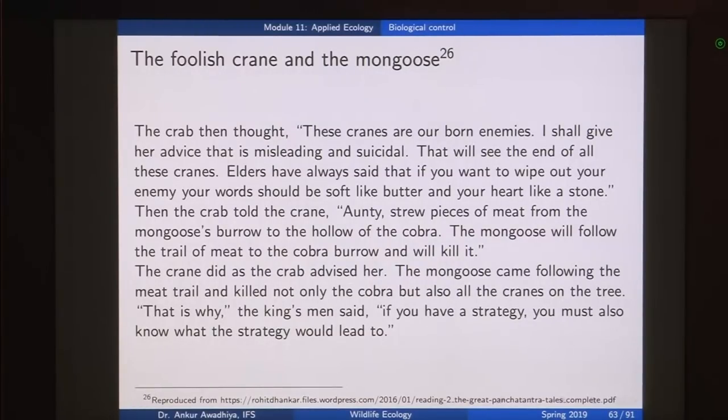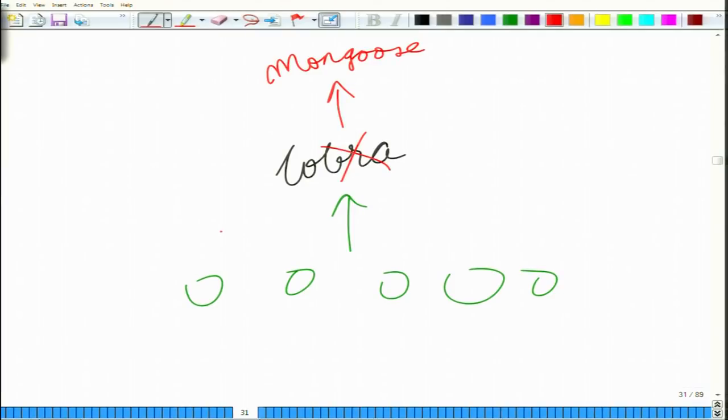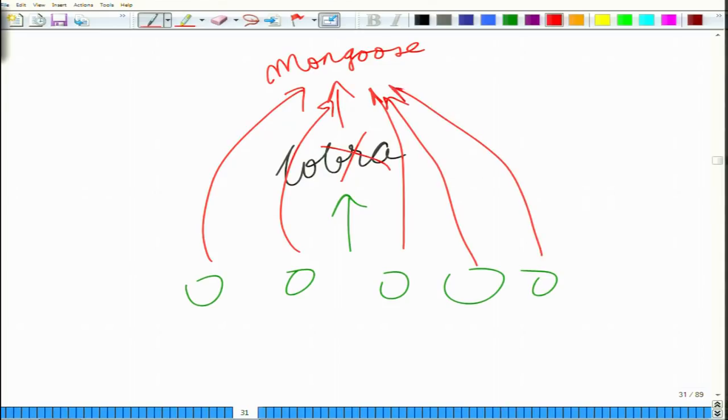So in this particular case, this biological control failed because the mongoose ate away the cobra, but then it started feeding on all of these cranes, and so the crane population also decimated. So all of these cranes also died, only the mongoose remains now.